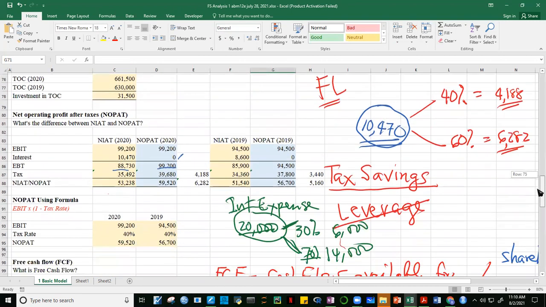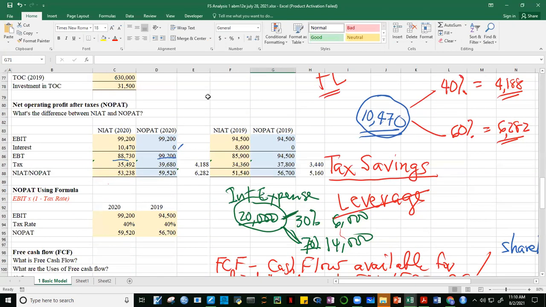So let's see. We then learned how to compute the NOPAT, net operating profit after tax. The difference is that in computing net income after tax, we deduct interest expense. For NOPAT, hindi. Kasi sabi natin, hindi naman responsible yung operations for that. 10470 is within the province of finance. And then we said that ang difference ng NOPAT at NIAT, hindi yung interest expense, only a fraction of that. Kasi sabi natin, with the use of interest, you get tax savings. So this is the concept of leveraging.